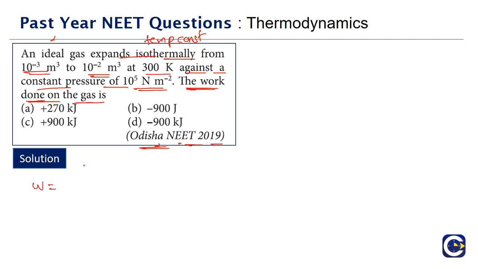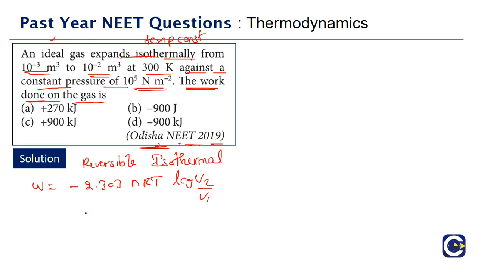Whenever we talk about isothermal, if you look at the work formula, W equals minus 2.303 nRT log of V2 by V1, this is not always the work for an isothermal change. It is only for a reversible isothermal change. Here, the temperature is kept constant and the volume of the system is changing, from 10 power minus 3 meter cube to 10 power minus 2 meter cube.